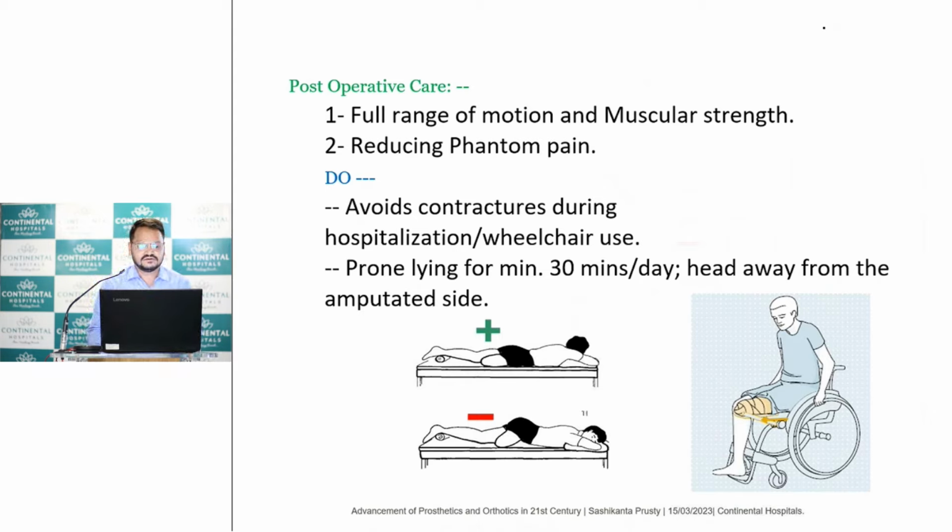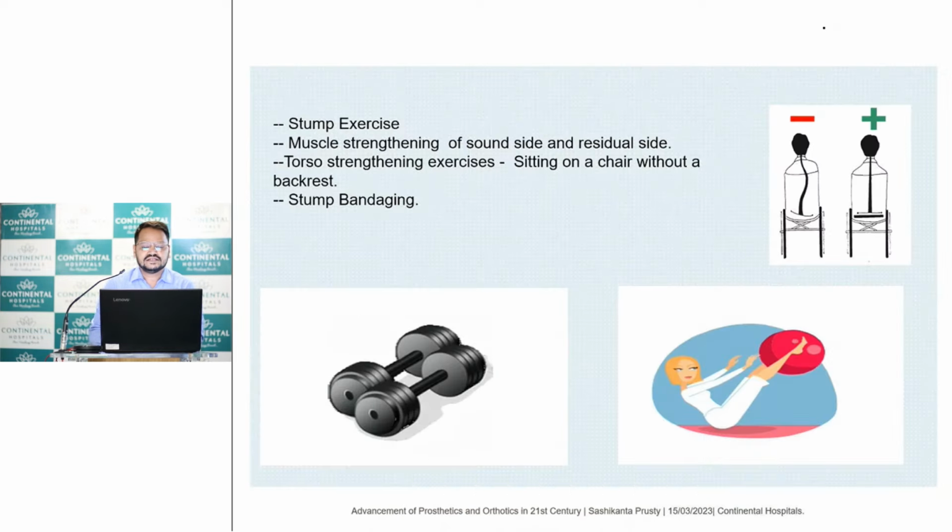Then prone lying for 30 minutes per day, head away from the amputated side. This we are talking about above knee amputation, so that the contracture will not be there. Then stump exercises, muscle strengthening of sound side and residual side, torso strengthening exercises, because this is very important to balance the equilibrium between both the lower extremities and the upper trunk.